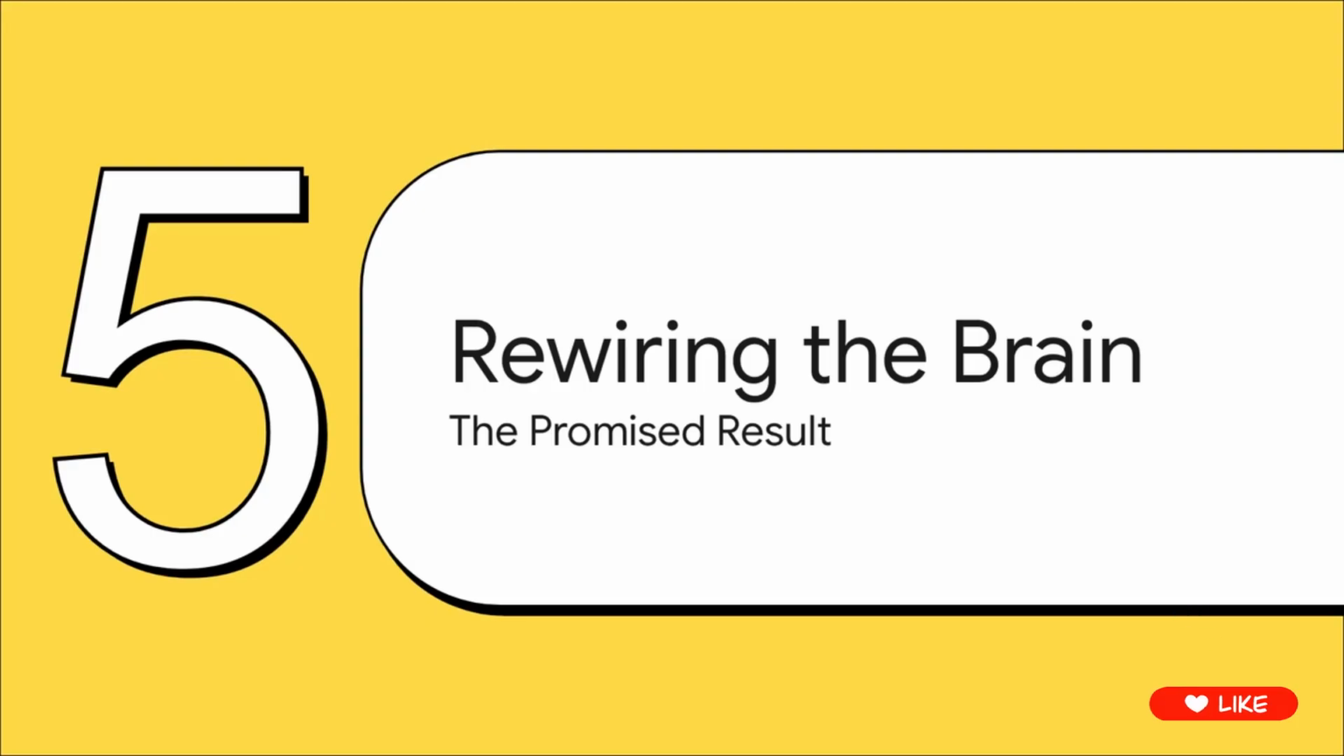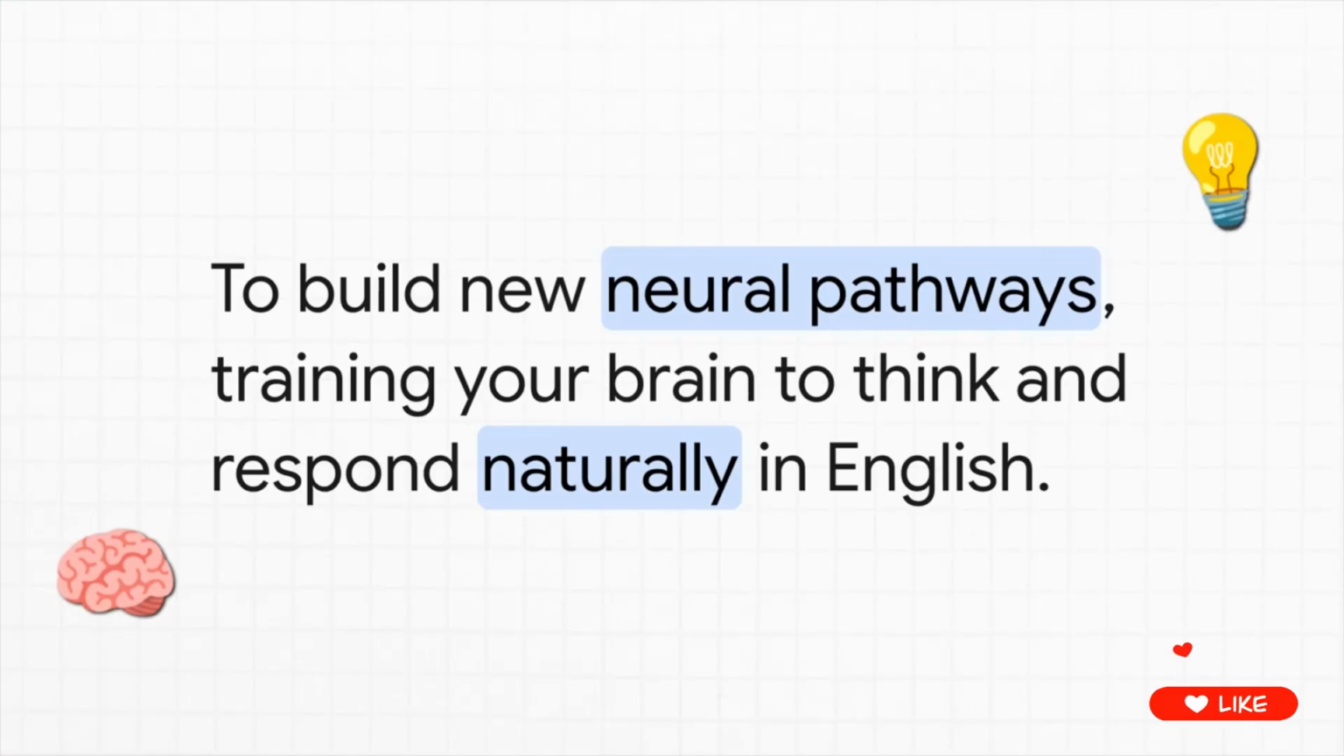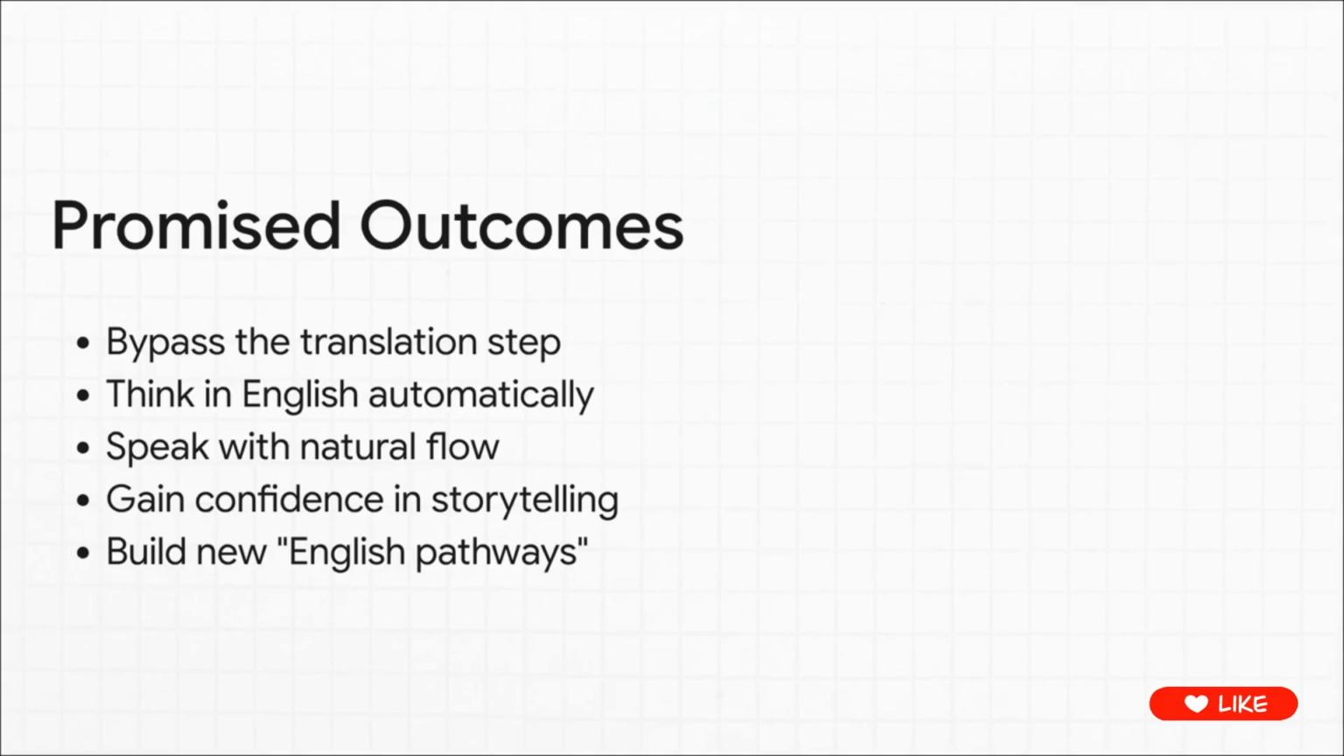Which brings us to the ultimate payoff, right? The big promise of this whole method, the long-term change it's trying to create in your brain. What they're saying is that with consistent practice, you're not just memorizing stuff. You are literally building new English pathways. You're rewiring your brain to process the language differently. All of these outcomes point to one big goal: making English feel automatic. It's all about firing that internal translator so you can just speak with confidence and flow and tell your own story effortlessly.